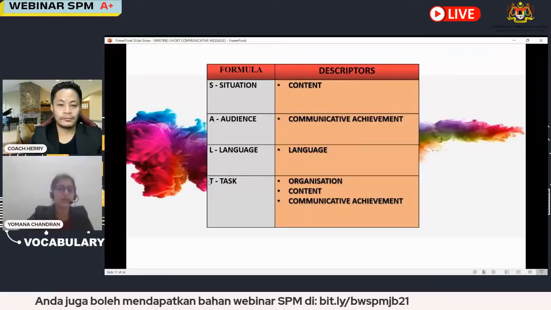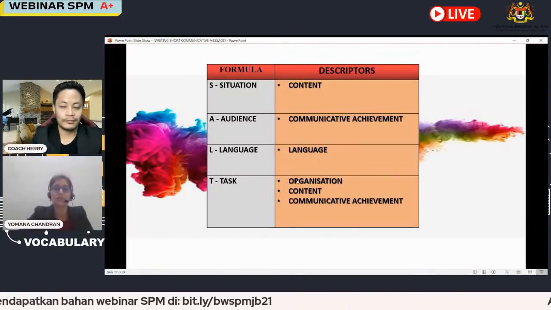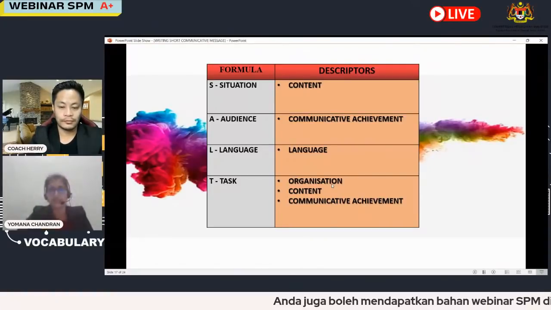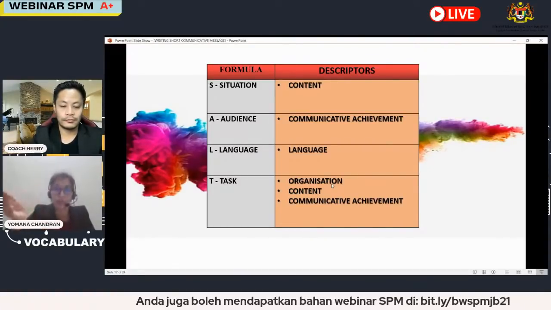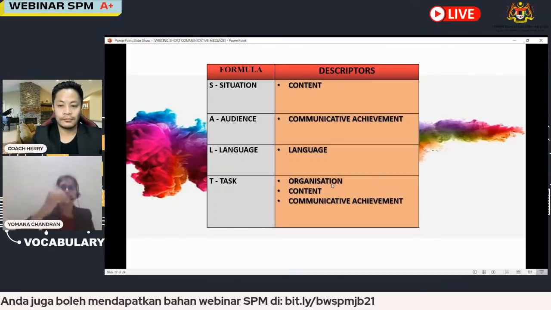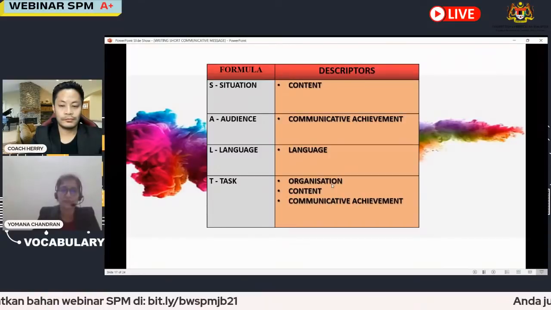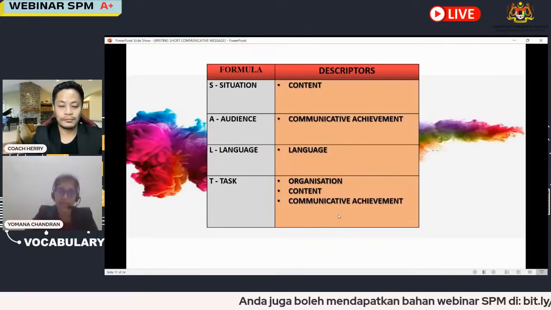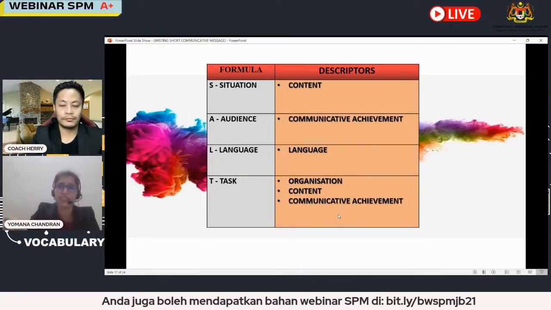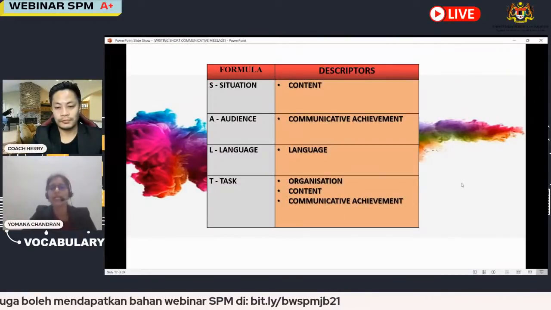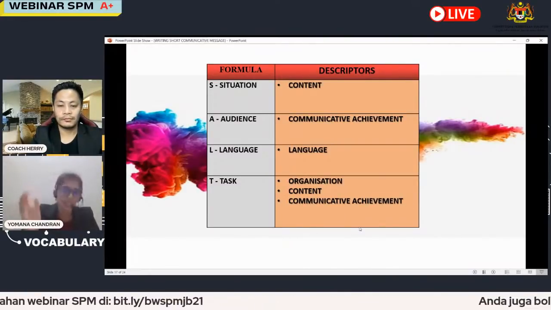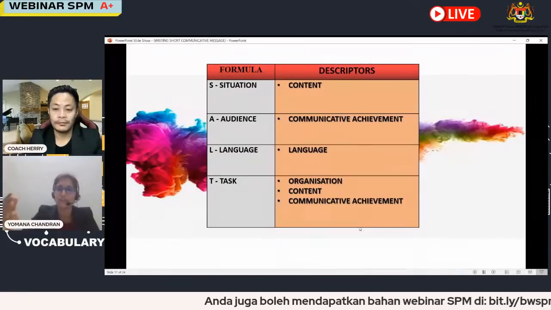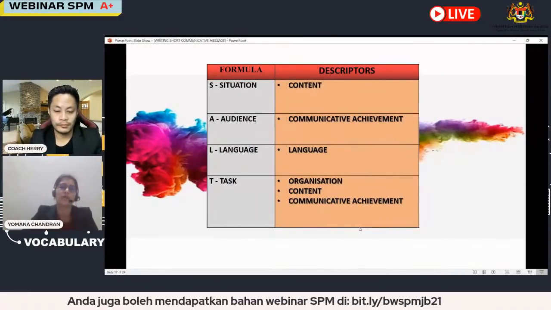And finally, when we talk about task, it is related to, number one, organization, as in how you are going to answer the frame of questions. You must be sequential when you answer the questions, right? And then content, to ensure that all your responses are relevant to the task. And finally, the communicative achievement, to ensure that if it's an email, it is an email throughout. If you're supposed to advise, you are advising throughout. If you're supposed to suggest, you are suggesting throughout your response.